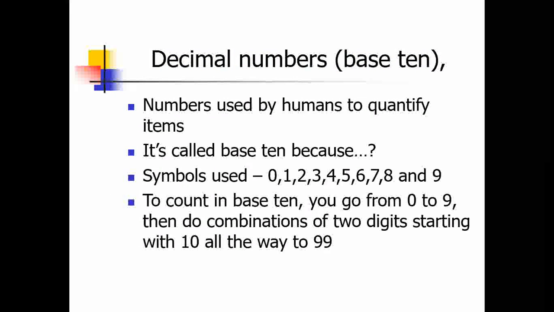So then, let us begin with the decimal numbers. Decimal numbers are numbers used by humans to quantify items. It is called base 10 because the symbols that are used are from 0 all the way up to 9. It's less than 10, from 0 to 9. So to count in base 10, you go from 0 to 9. Then do the combinations of two digits starting with 10 all the way to 99. This is how you handle the base 10, the so-called human numbers.